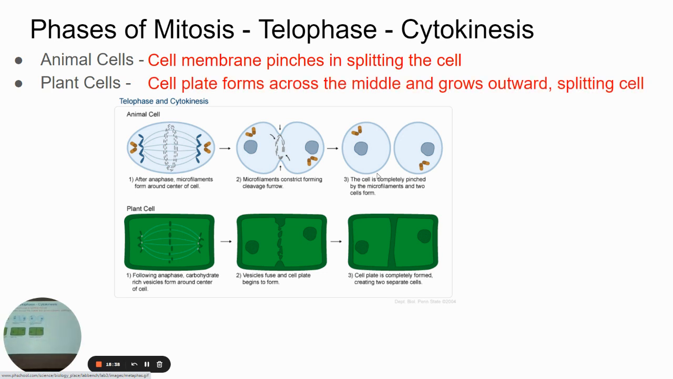Final product is we have 2 cells. They each have an exact copy of the genetic material, so the cell has basically copied itself. It's replicated through this process of mitosis.